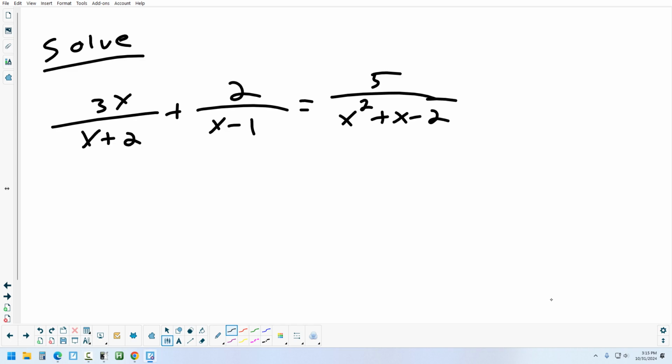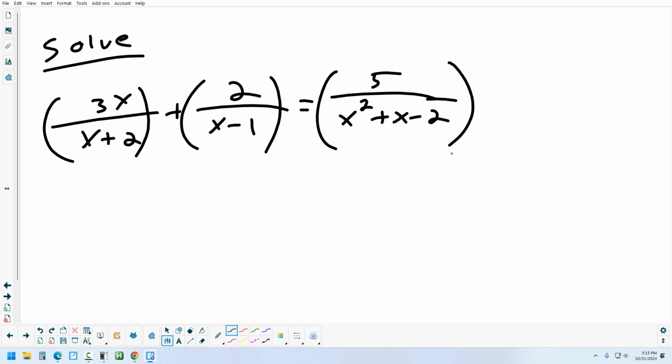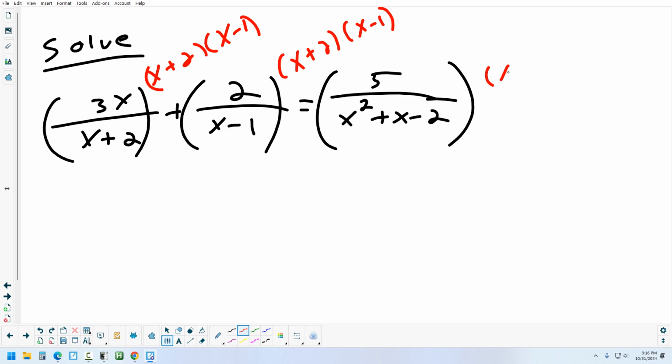Okay, so next one we're going to look at is solving a rational equation. And the first thing we want to do is get rid of all these fractions. So what would I multiply all 3 of those fractions by that could cancel out my denominators? X plus 2 times x minus 1. So everything gets multiplied by x plus 2, x minus 1. Now, we don't want to multiply out what's in red because it's going to cancel. Well, part of it's going to cancel. So let's cancel what we can first.